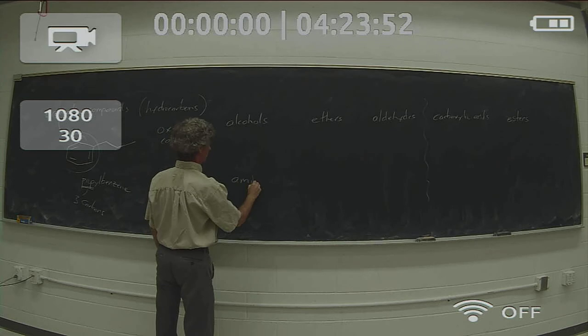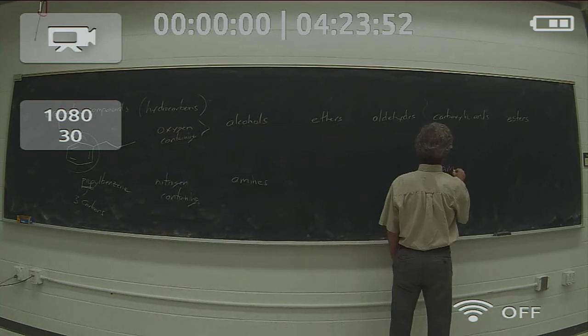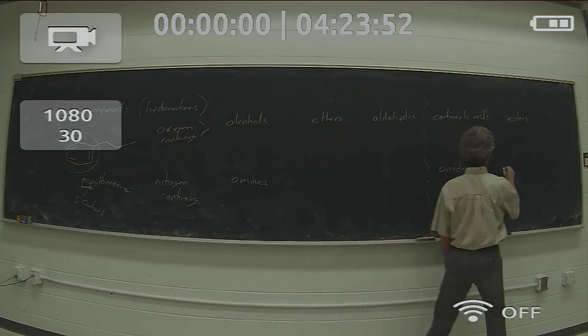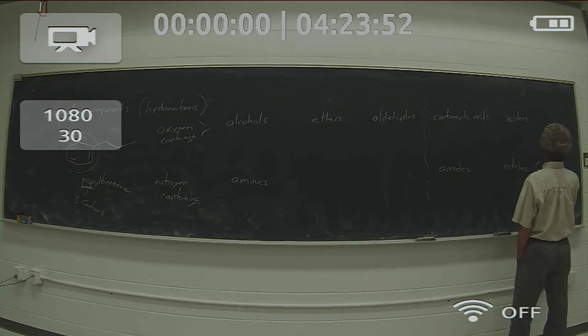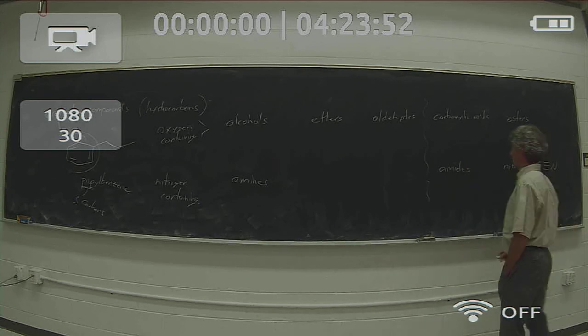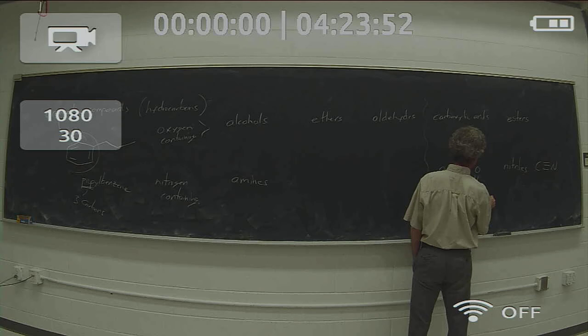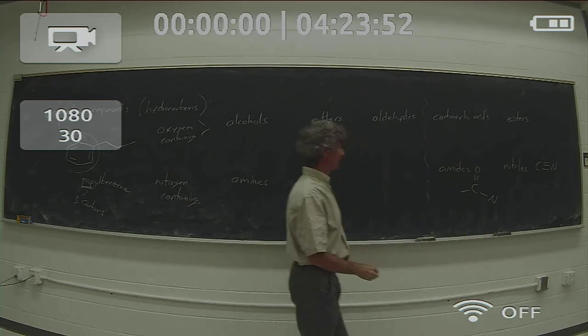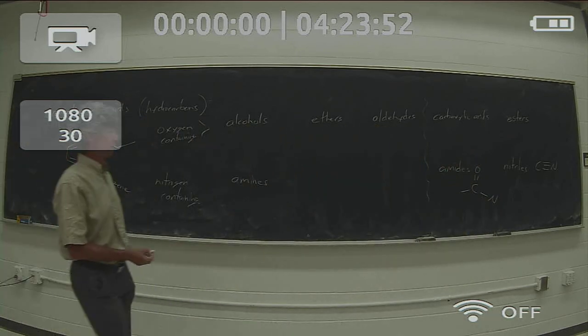These, and then derivatives of carboxylic acid, we have amides, we also have nitriles. Nitrile involves a CN triple bond. An amide is a carbon doubly bonded to an oxygen and singly bonded to a nitrogen, and then has something else, a carbon attached to the other carbon.